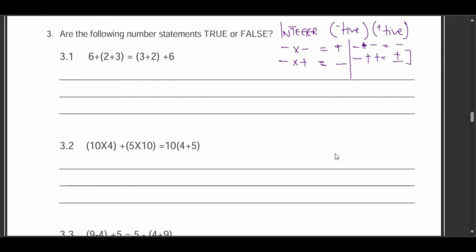That's a rule that we need to know. These are some of the rules. Anyway, let's look at it. These are rules that we have to compare and see. Now, answer the following number statements, and you state whether they are true or false.